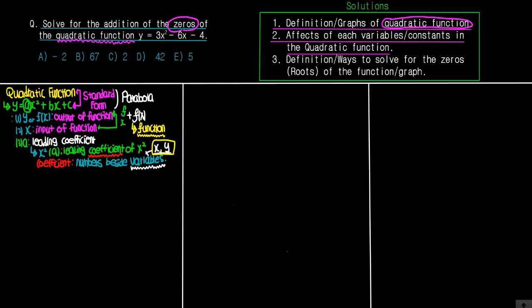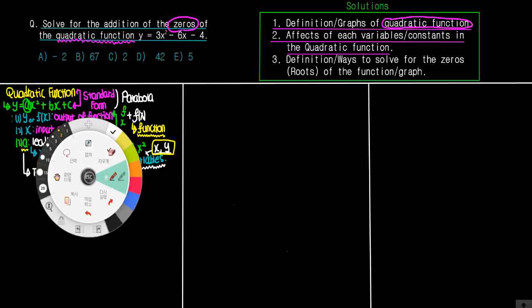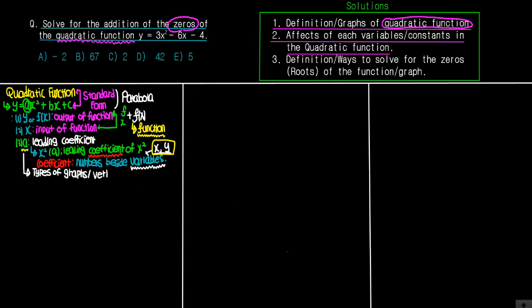So the a value is a leading coefficient, but other than the y and x, the a value is another most important main element that defines the function. The reason is, we can talk about it more specifically later, but the a value is a leading coefficient that defines our types. The a value defines the types of graphs of our quadratic function, as well as the vertex of our quadratic function.